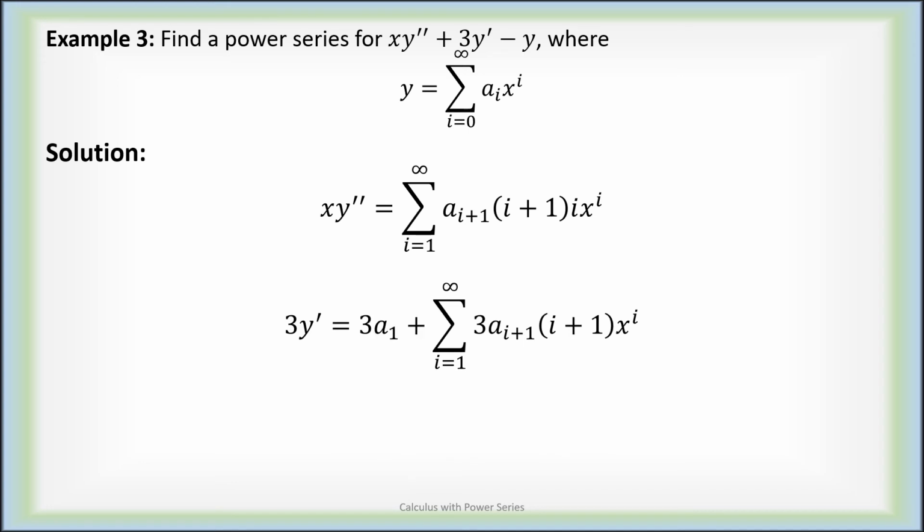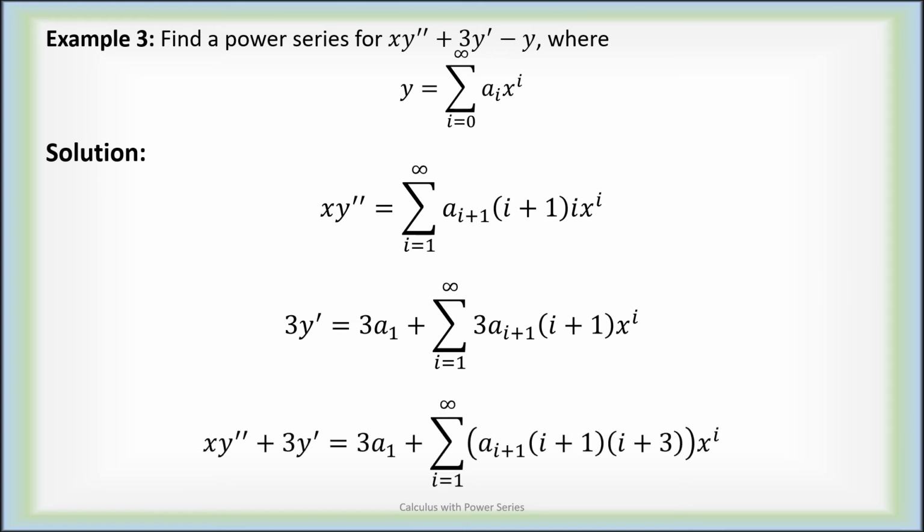So here are the series as they stand now. By pulling one term manually out of the series for 3y prime, what remains are two series with the same range of indices and the same power of x. So we can add them in a pretty straightforward way. This 3a1 hangs off by itself. Otherwise, we just have to add these two together.